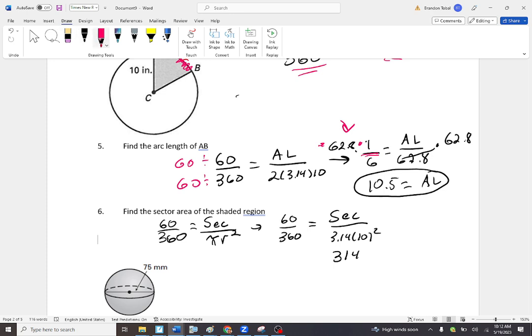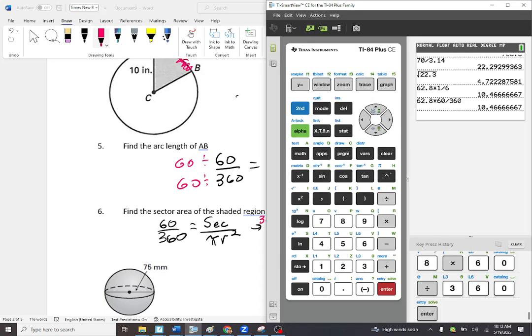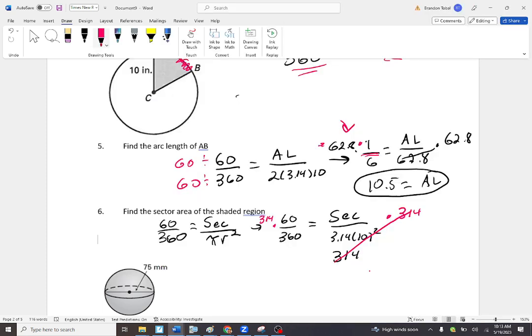So what I'm going to do is times 314 on this side to cancel out the bottoms, and times 314 here. I'm going to show you, you don't actually need to simplify in order to get the answer. You'll still get the answer if you don't simplify. So I'm going to do 314 times 60 divided by 360. 52.3. So my answer is 52.3. I didn't give a unit, so 52.3 equals the sector.